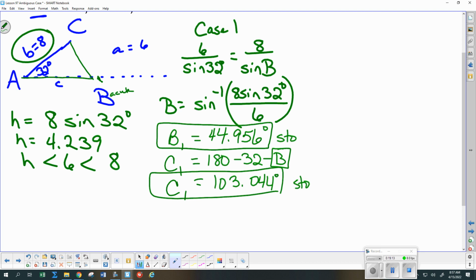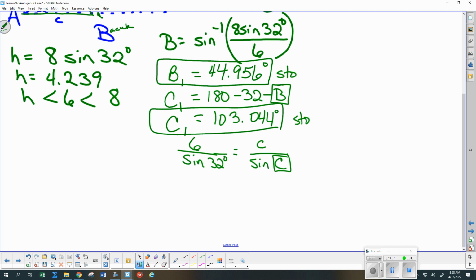Now we're just left with little side c. So for that, we can go back to our law of sines, and we can say 6 over the sine of 32 degrees is little c over the sine of the C that we've just stored. And that means 6 times the sine of the stored C is sine of 32 times little c, so divide by sine of 32 degrees. And that will be our first possibility for little side c.